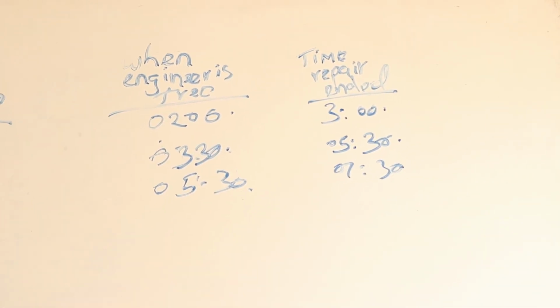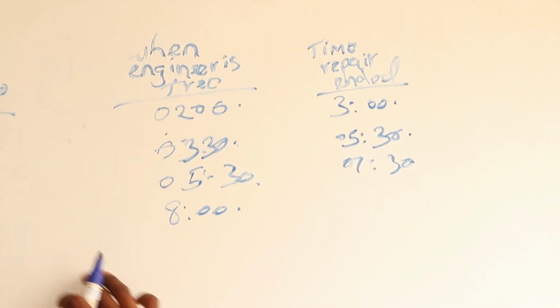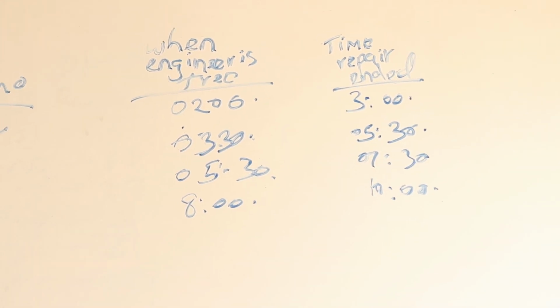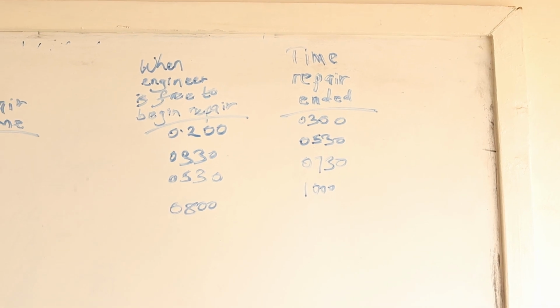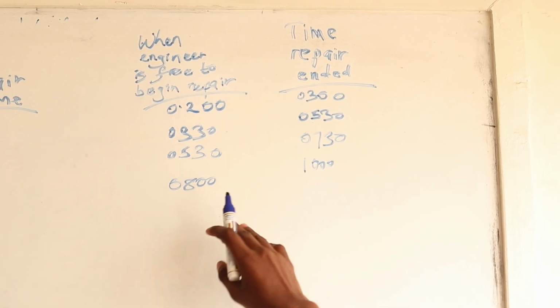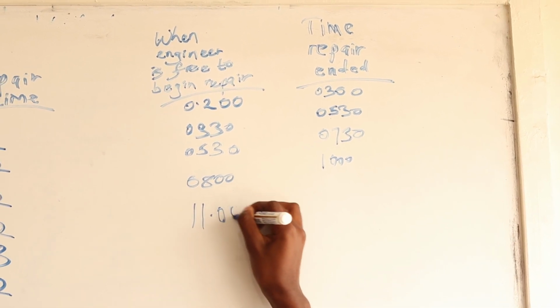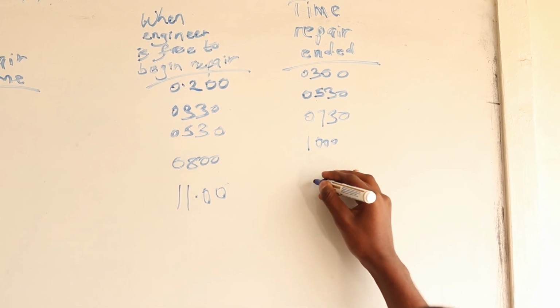For the fourth machine, it broke down at 8, so the engineer is free to start the repair at 8. It will take 2 hours, so it will be at 10. The fifth machine breaks down at 11, so the time when the engineer was free to start the repair was at 11. The fifth machine takes 2 hours to repair.